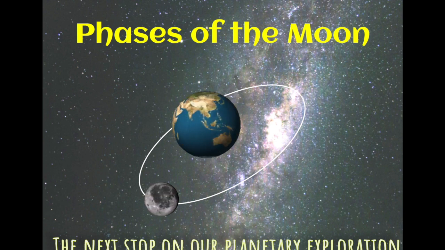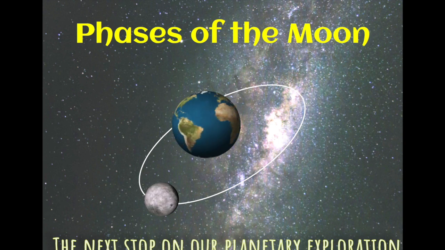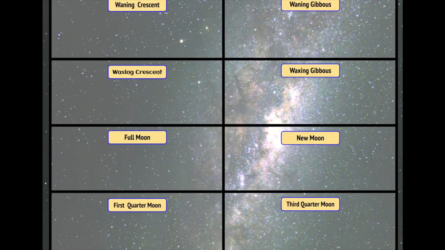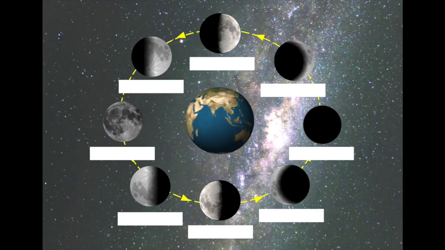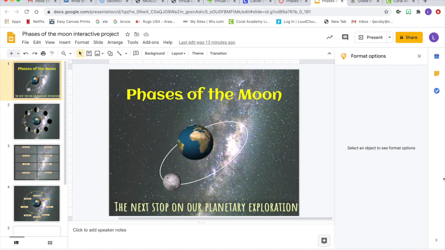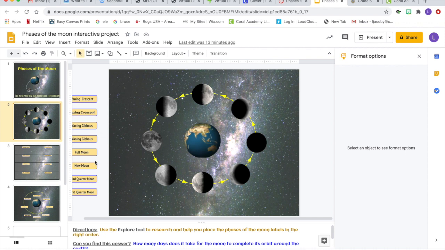To help do so, this is your assignment, this is your project, the Phases of the Moon Interactive Project, okay? So what you're going to be doing is filling in the missing pieces for this slideshow, okay? So let's take a look at it. On this slide, the directions are written down here. You're going to use the Explore tool if you need it, which is this tool right here.